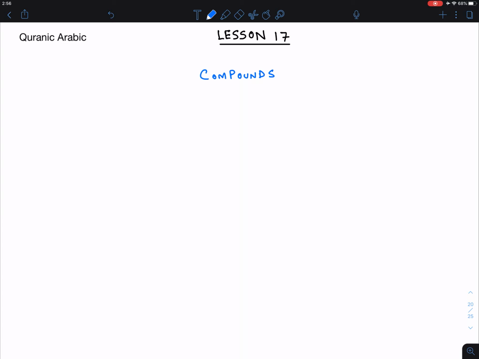Compounds are of two types. Let's go through that. They are either complete compounds. What I mean by that is there are at least two words coming together and they form a sentence. When you have a compound that forms a sentence, then you are referring to a complete compound.